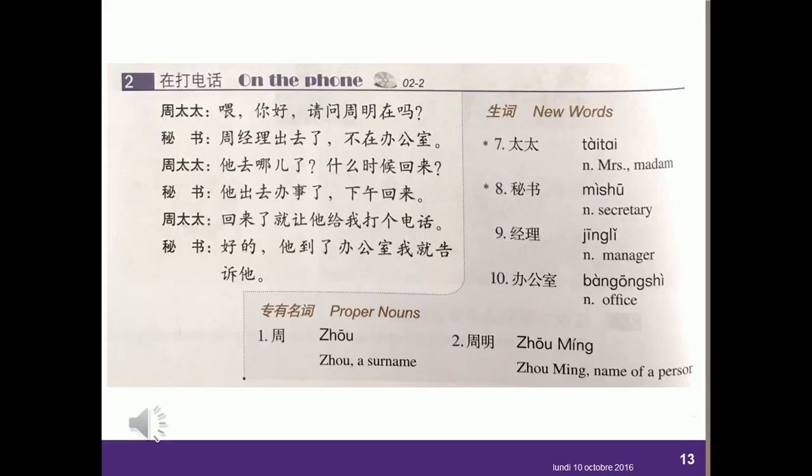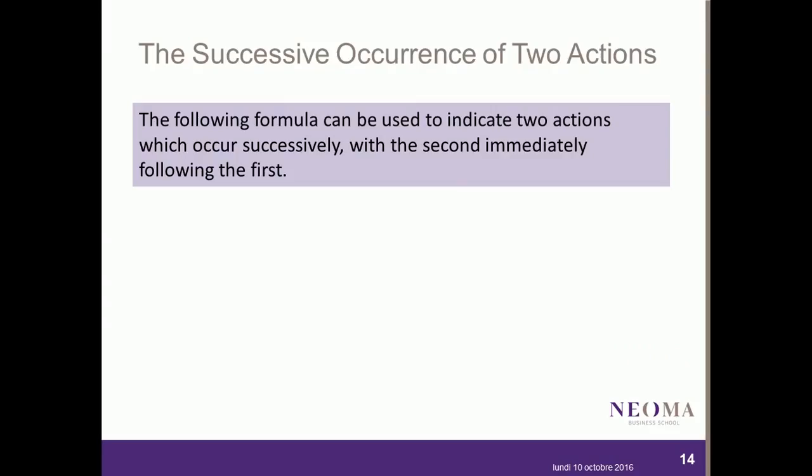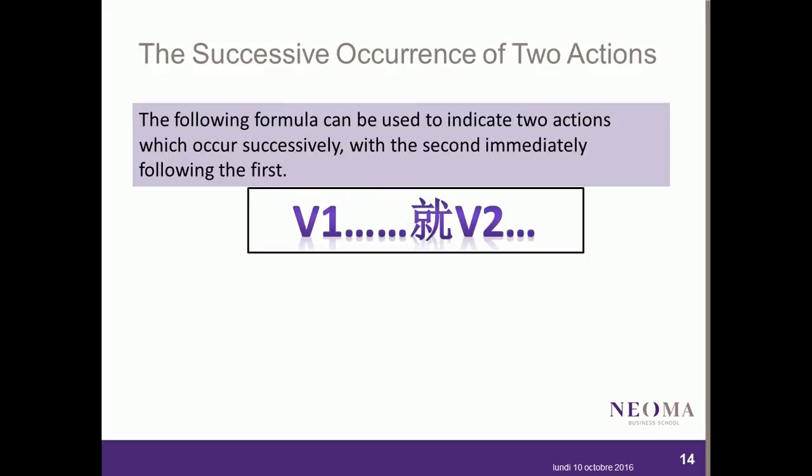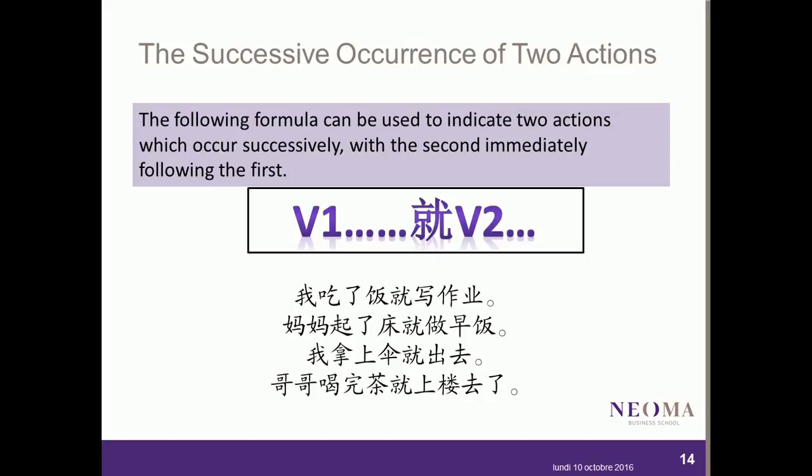Okay. So let's look at these two sentences. The successive occurrence of two actions. So the following formula, V1 blah blah blah, 就 V2, can be used to indicate two actions which occur successively, with the second immediately following the first. It's hard to understand the English, but if we say the sentence, you can understand. First sentence, 我吃了饭就写作业。吃饭, eat a meal. 写作业, do homework. So right after I finish, 了 shows that the verb is complete. After I finish my dinner, lunch, or breakfast, whatever, 就写作业 means I'm going to write my homework.